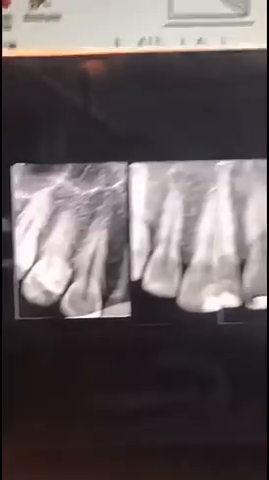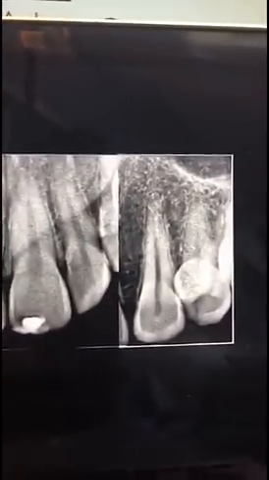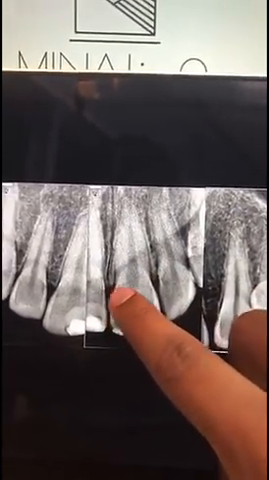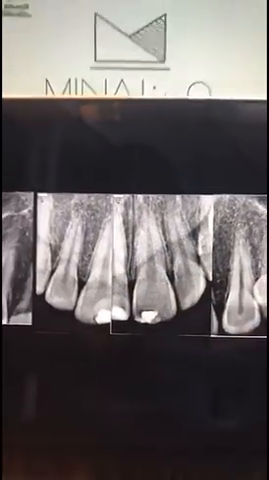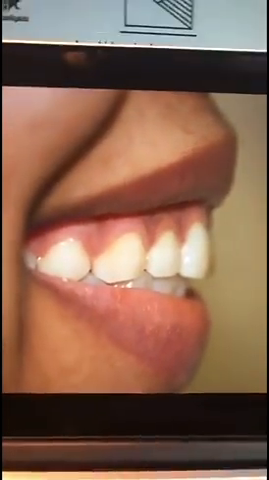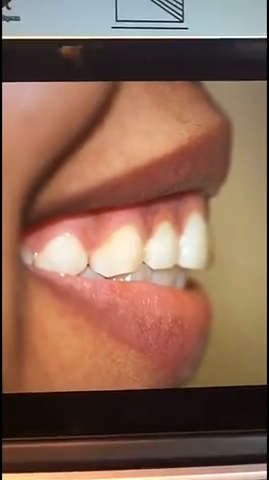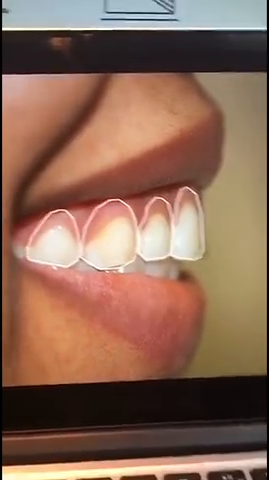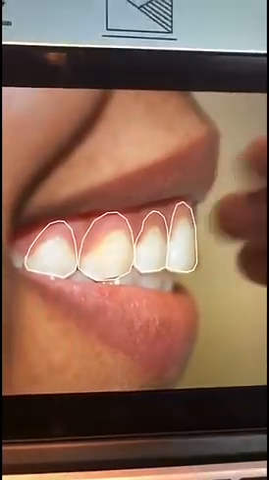So the next step, I take some PAs. And if you notice, the CEJ of the crown is below the level of the crest. So this confirms my diagnosis that this is a 1B case. You can see from the side, the dimensions of the teeth are completely off. And this is where I want to be, or how much.